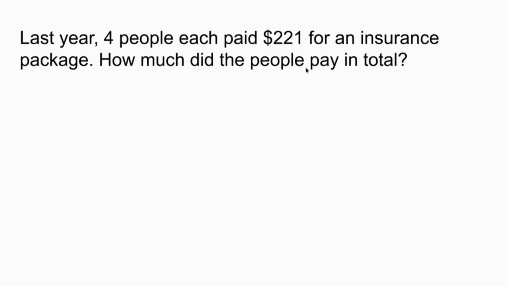Last year, 4 people each paid $221 for an insurance package. How much did the people pay in total? So 4 groups paid $221. That's multiplication. So we're going to do 4 times 221. Now what I'm going to do is write it out using the standard algorithm, and I'll put the larger number on top. So 221 times 4. You are allowed to do that.